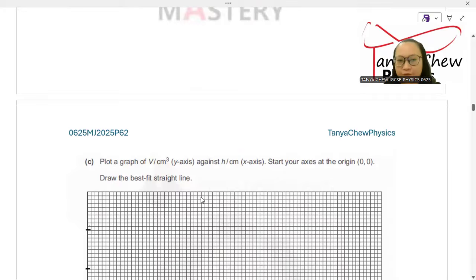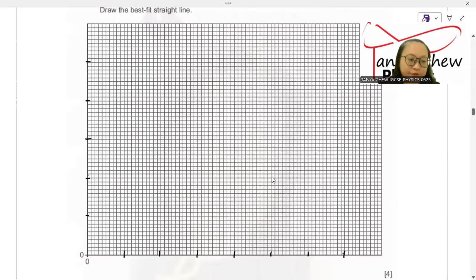C, plot a graph of V/cm³ on the y-axis against H in cm on your x-axis, and you have to start your axis at the origin, 0, 0. And you have to draw the best fit line. The 0, 0 is here.